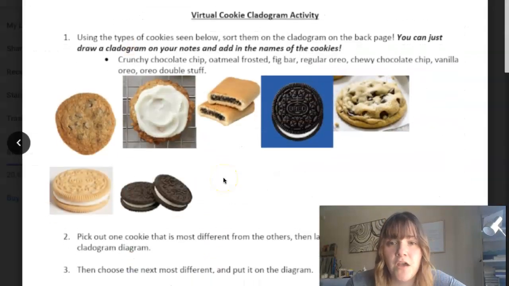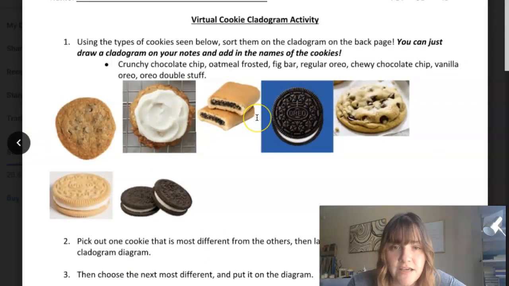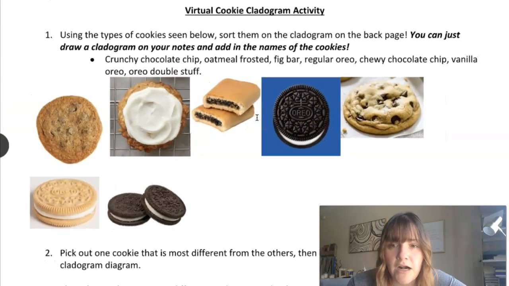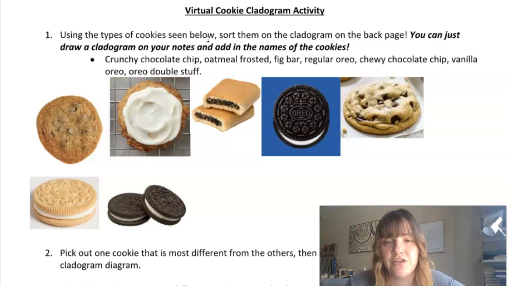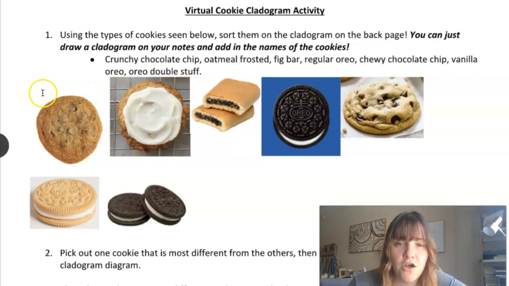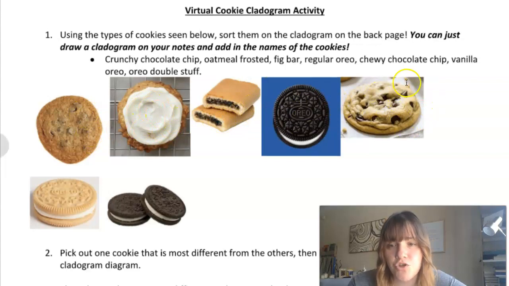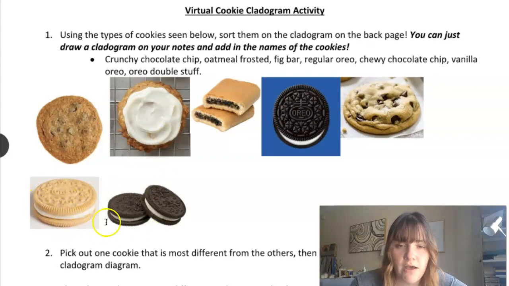Okay, so this is what that document looks like. Let me zoom in a little bit. There we go. So you are going to use the types of cookies that you see right here and sort them on the cladogram on this back page. You can draw the cladogram on your notes and just add in the names of the cookies. So we've got crunchy chocolate chip, oatmeal frosted, fig bar, regular Oreo, chewy chocolate chip, vanilla Oreo, and Oreo double stuff.